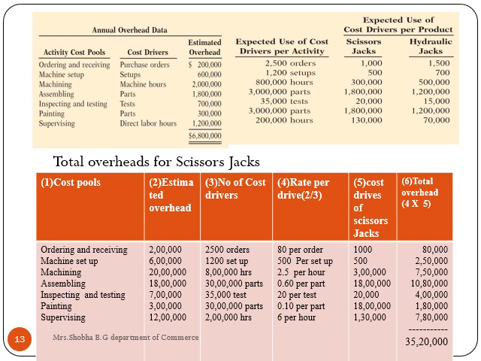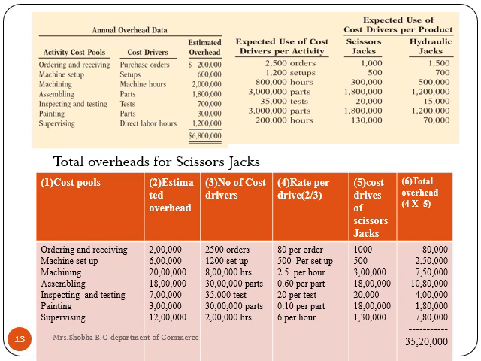So in the same slide in the top table you can find there is a last column, expected use of cost drivers per product. You can find the cost drivers of scissor jacks. So the same cost drivers, the number of cost drivers, only for the scissor jacks we are going to copy in the fifth column, right? Why are we considering scissor jack? Because we are going to calculate the total overhead only for this product, so we are taking the cost drivers of scissors jack.